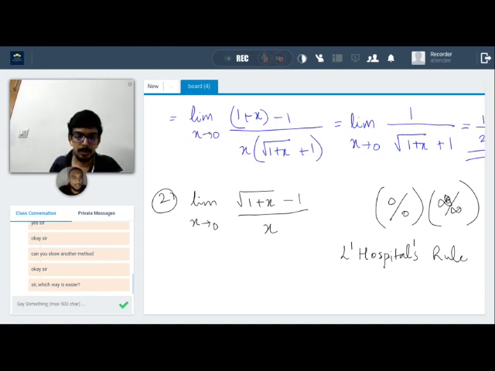Sir, so my question was, which way would be easier? Yeah, which way would be easier? So we'll just see that using L'Hopital's rule, this question is going to be much easier. Okay. But there's a catch.